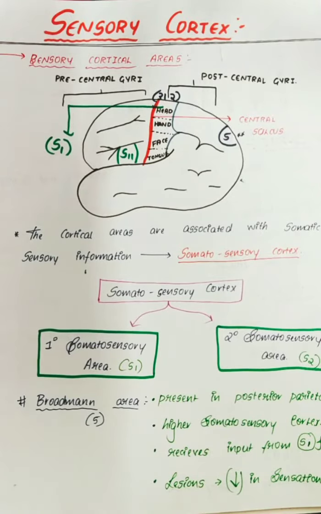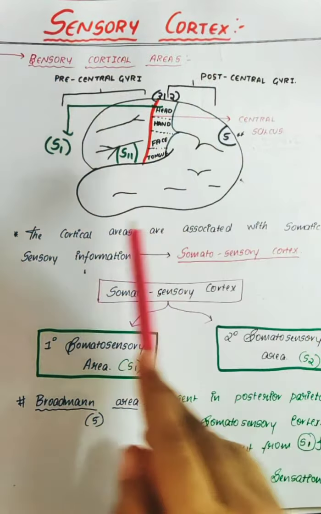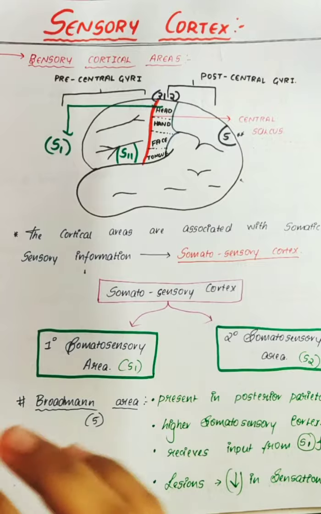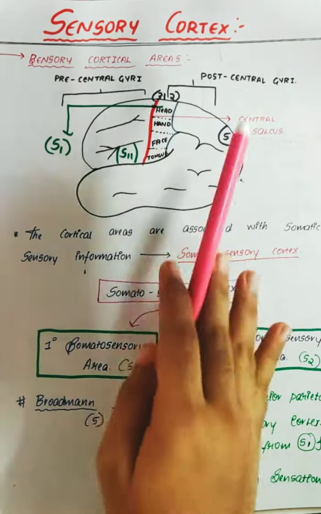So hey friends, this is a small chapter called the sensory cortex. Sensory cortex and sensory abnormalities is one of the smallest chapters. So we'll study this in detail.